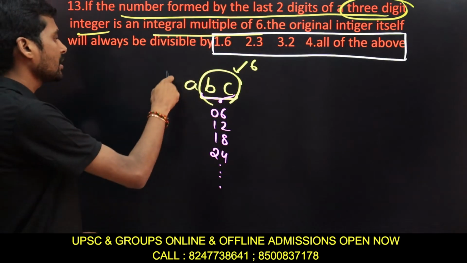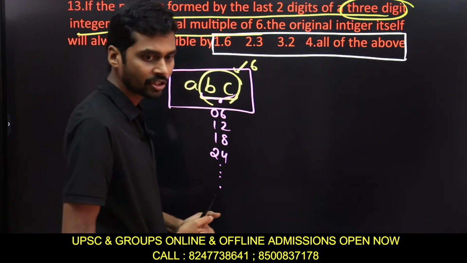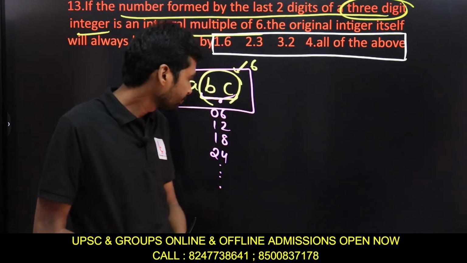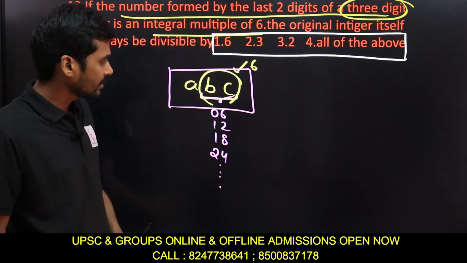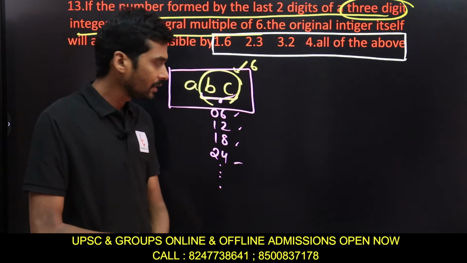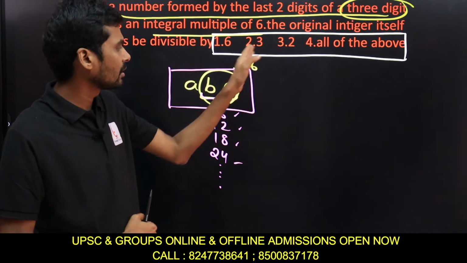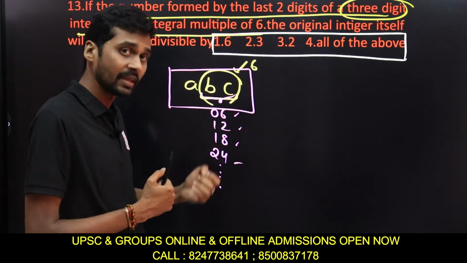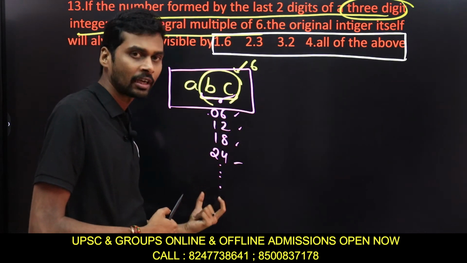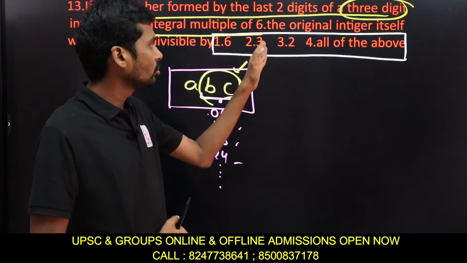Then the original number, ABC, is always divisible by which number? And you have the options 6, 3, 2 and all of the above. If you see this number, yes, it is 6, 12, 18, 24, and you know the divisibility rules. So we have the options 2, 3, 6 and all of the above, which means it is divisible, the original number ABC. Last two digits BC are integral multiples of 6, so I can write them as 6, 12, 18, which are multiples of 6. All of the above means it must be divisible by 2, 3 and 6.